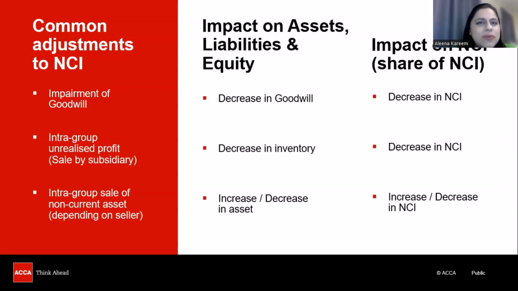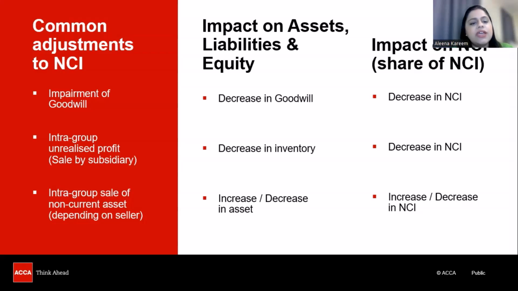Now, intra-group unrealized profit: any unrealized profit that is there in the inventory at the year end, where the sale was made by the subsidiary company, which means that the profit was included in the profit of the subsidiary company. So what we do is we decrease the inventory in the consolidated financial statements. The inventory is now with the parent company, but because we did a line-by-line addition, we are going to decrease the inventory. And on the other hand, we are going to decrease the value of NCI also.